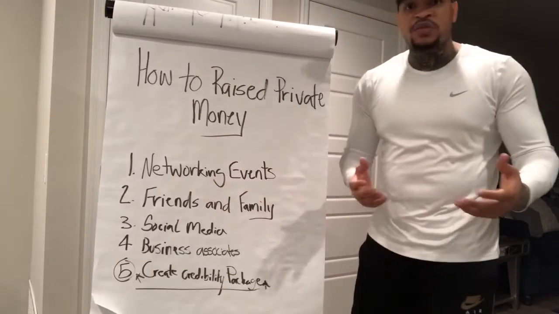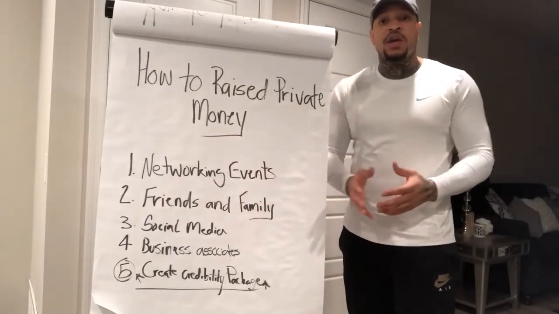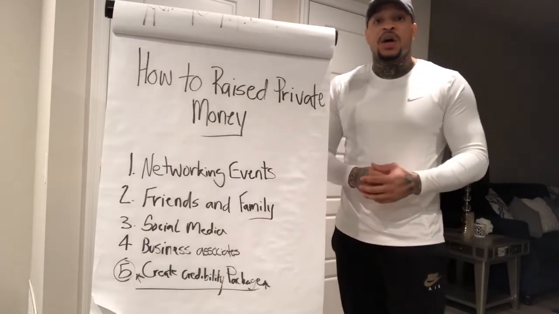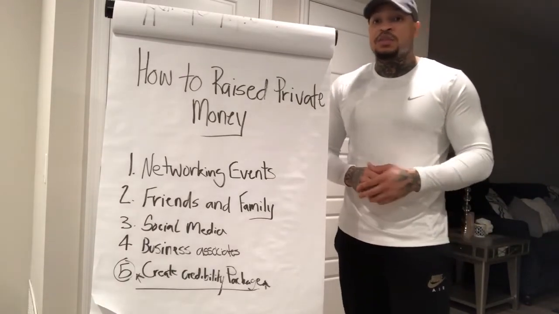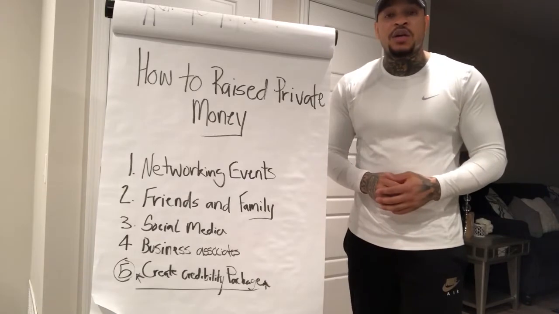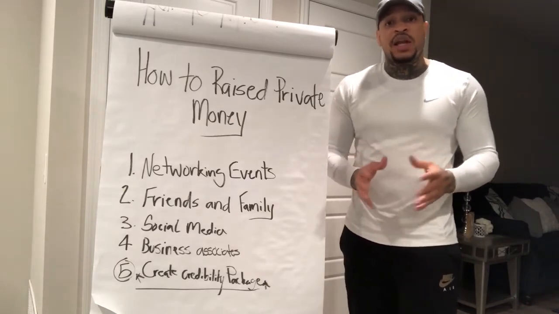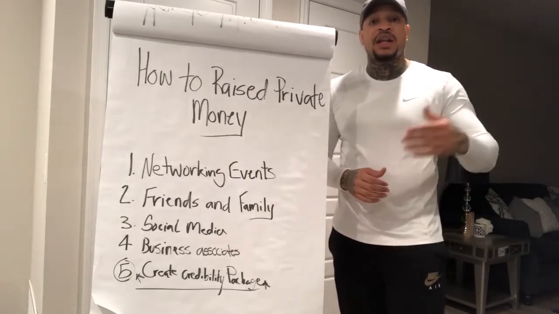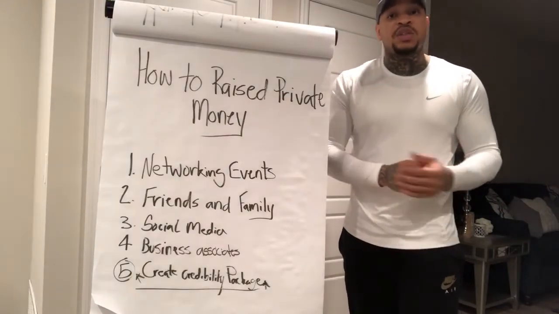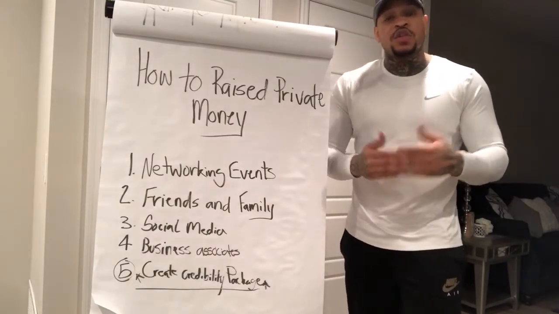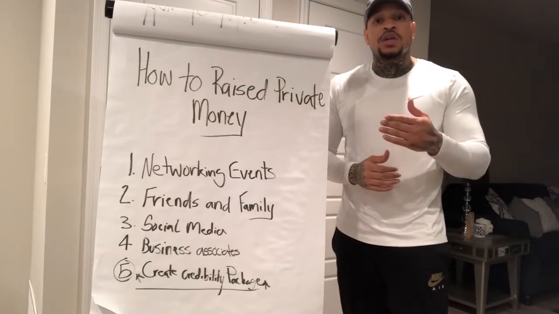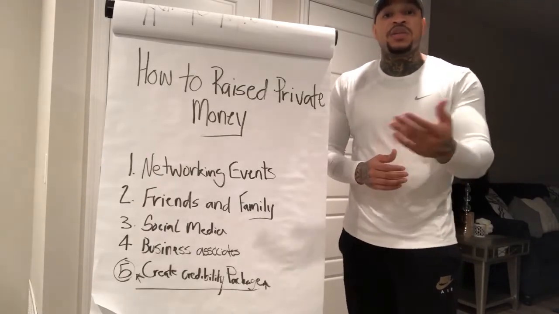Number two, friends and family. Now, if you have friends and family, individuals that maybe have a corporate job making $100,000, $200,000 a year, and they don't really know where to put their money, or maybe they've got it in their 401k, or maybe they've got it in the stock market and they want to get better returns. One of the ways you could do this, if you know them really well, if you grew up with them, is to come to them and present them an opportunity of the deal that you purchased.